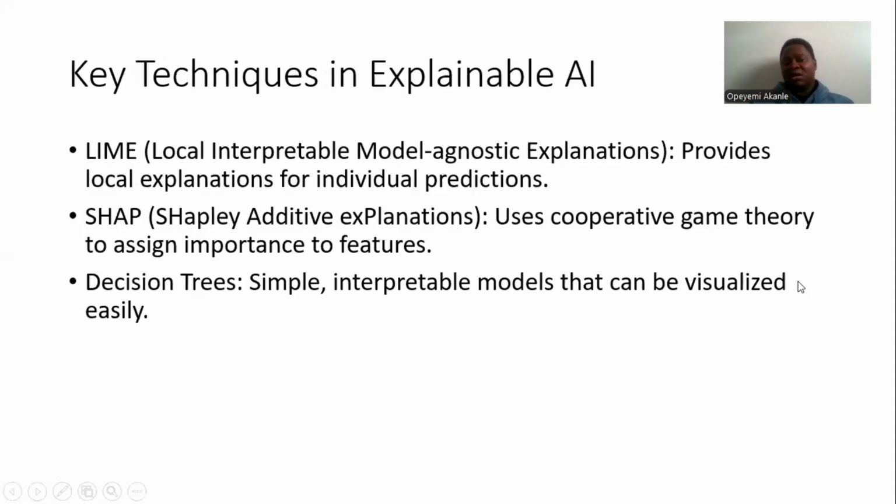So, key techniques in explainable AI. We have LIME, local interpretable model-agnostic explanations. This provides local explanation for individual predictions. Then we have SHAP, which uses cooperative game theory to assign importance to features. Then we have the decision tree, which is very simple to understand. It can show us decisions in visual format, so it's very easy to visualize. This is one of the best out of all of them.